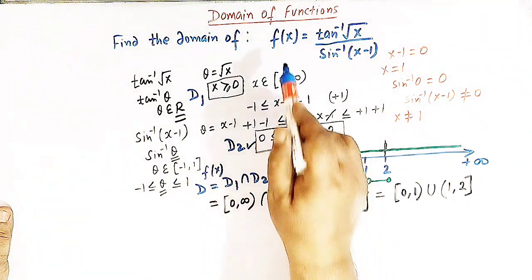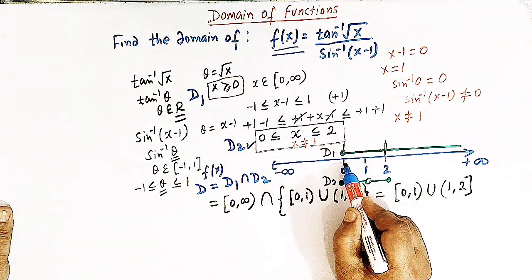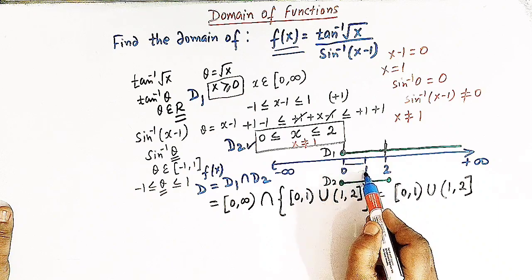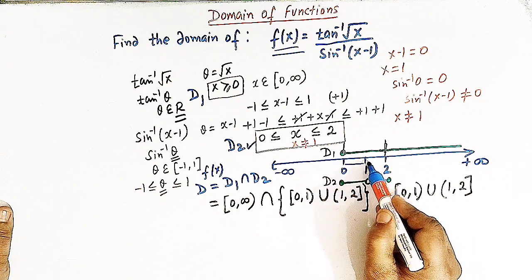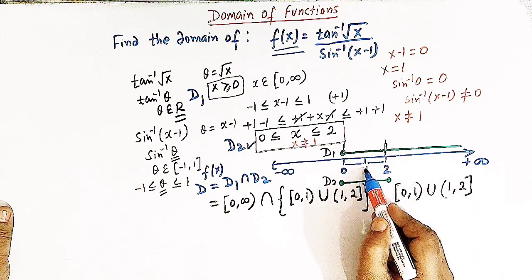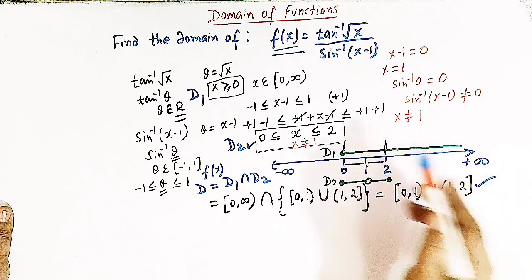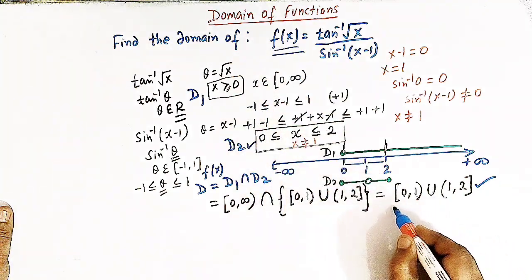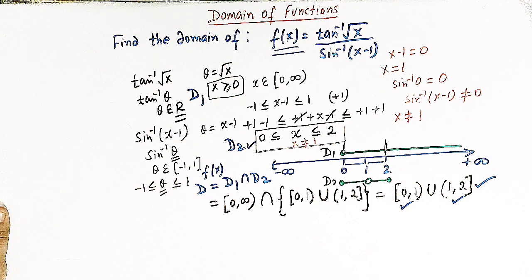So the domain of this function f of x is given by 0 to 1, where 0 is included and 1 is not included, and then from 1 to 2, where 1 is not included and 2 is included. So the domain of f of x is given by the union of these two intervals.